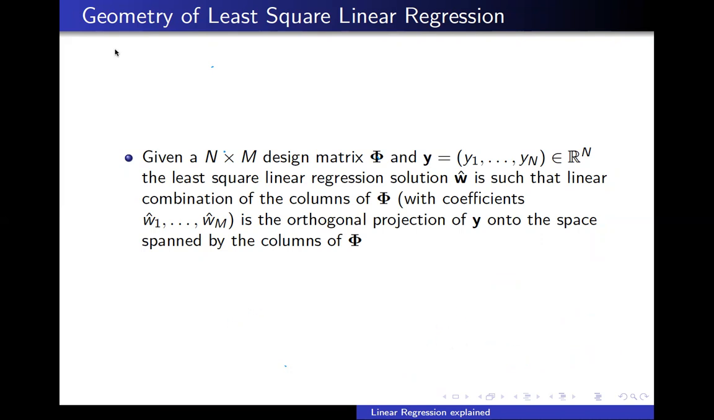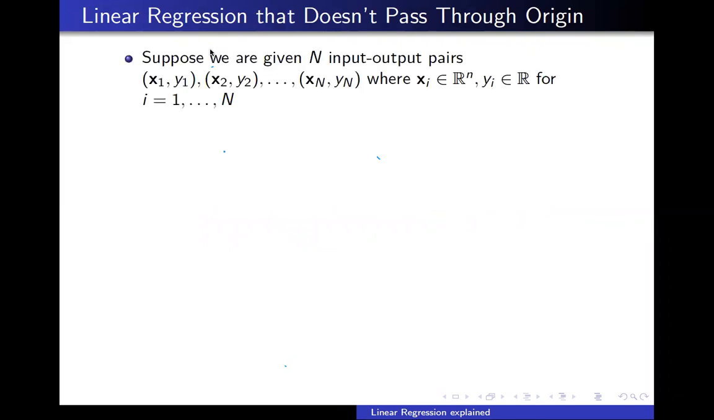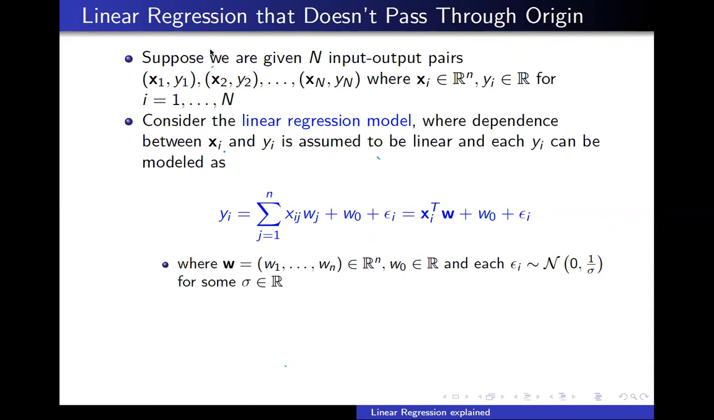All right, so the next thing that we wanted to also discuss, one of the points that we raised before, is what happens if the linear model doesn't pass through the origin? That means that now we can add an offset term W naught, which basically measures how far the linear model is going from the origin.